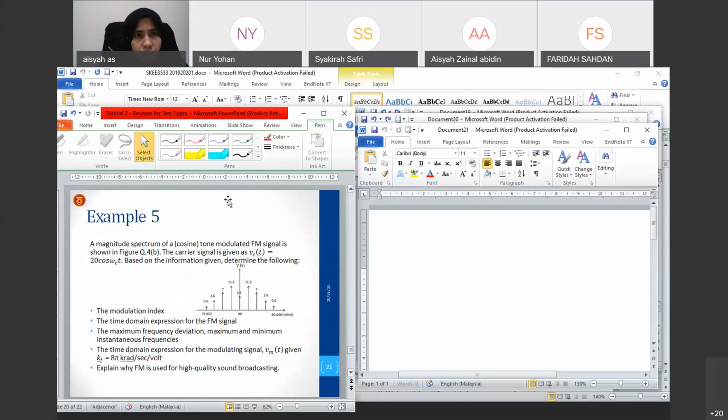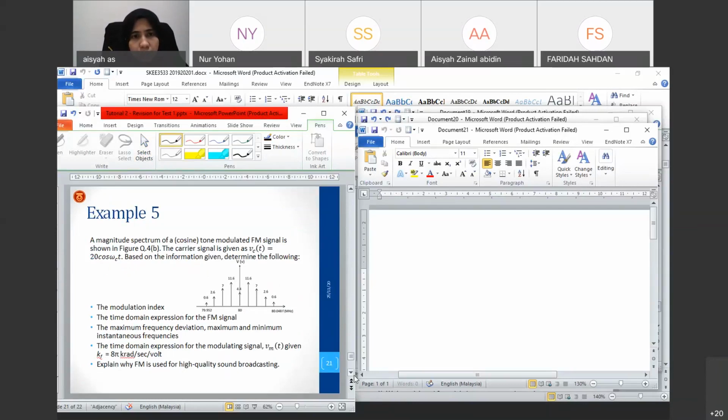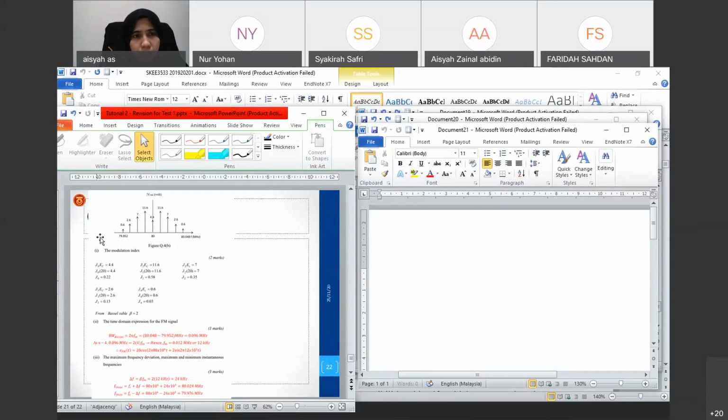For this question, the magnitude spectrum of a cosine tone modulated FM is shown here, and the carrier signal is Vc equals 20 cos omega c t. Based on the information given, determine the modulation index. This one you get from the Bessel table. From the Bessel table, you look at the number here, so beta equals 2.